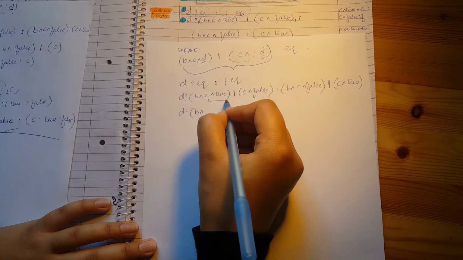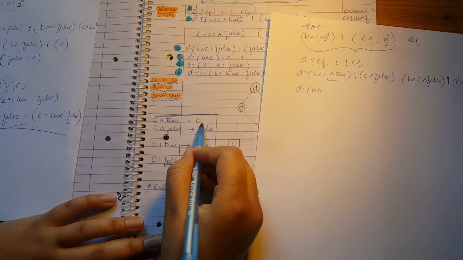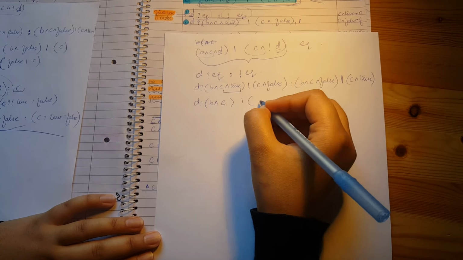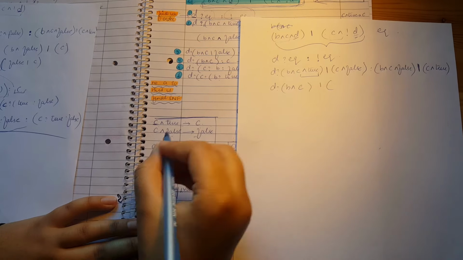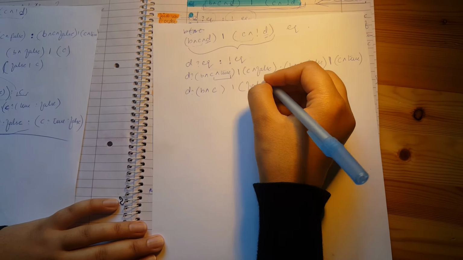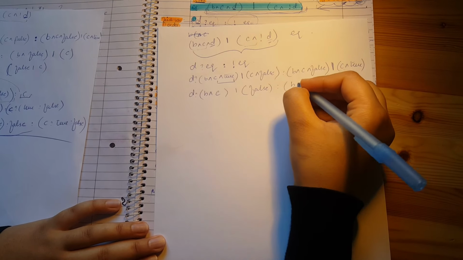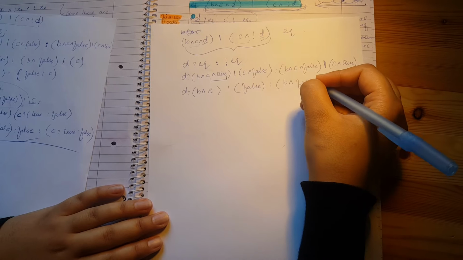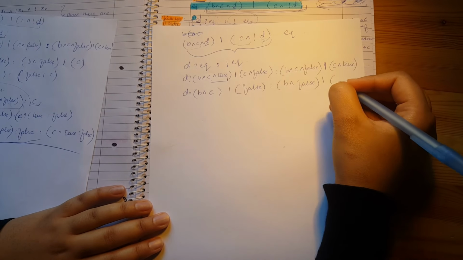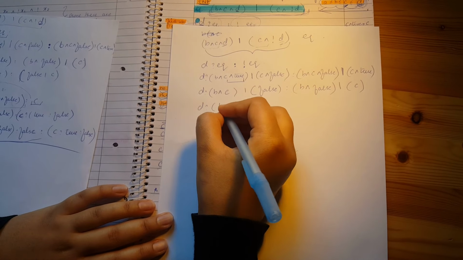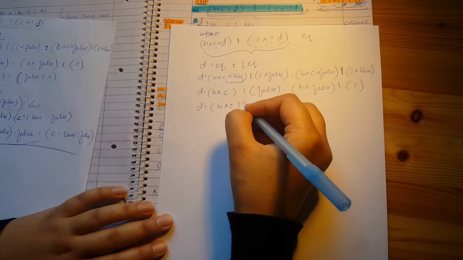B and what is C and true? C and true is C. So you will write C, and C and false is false. B and C and false is false. And then C and true is C. Okay. Now B and C are false.